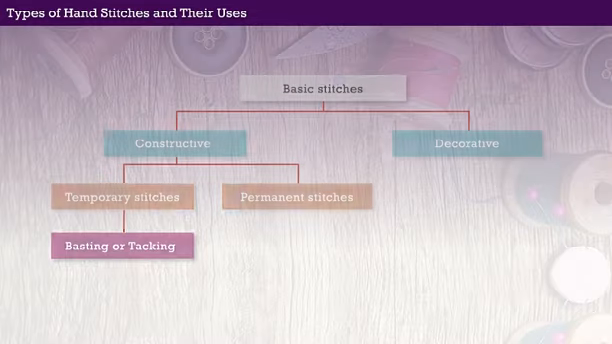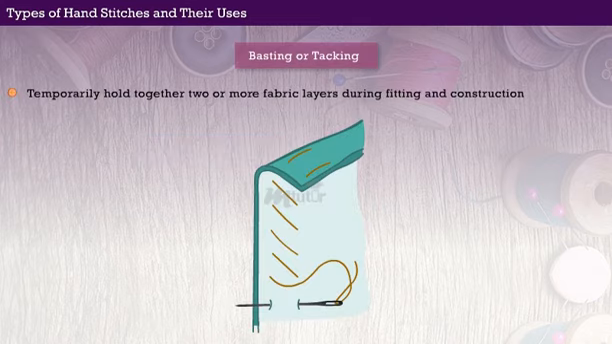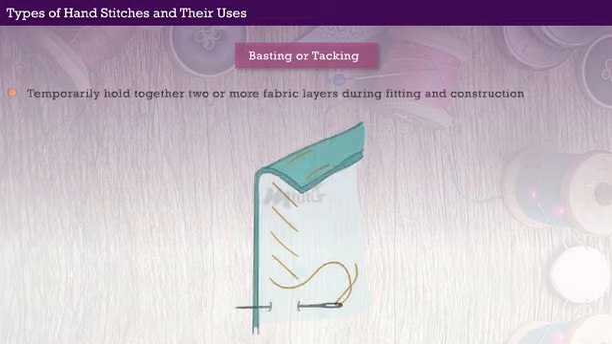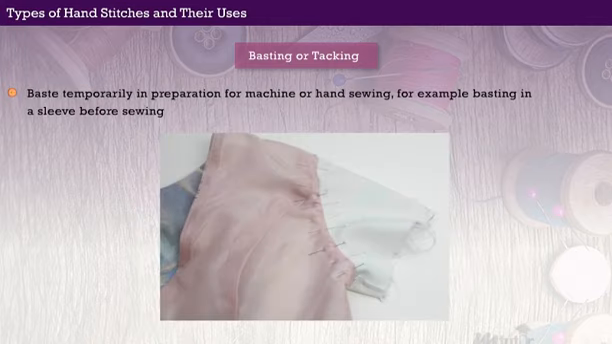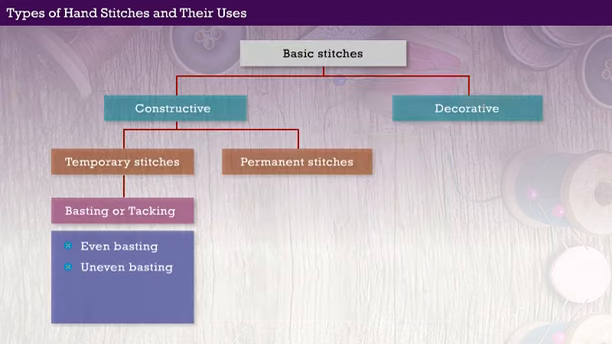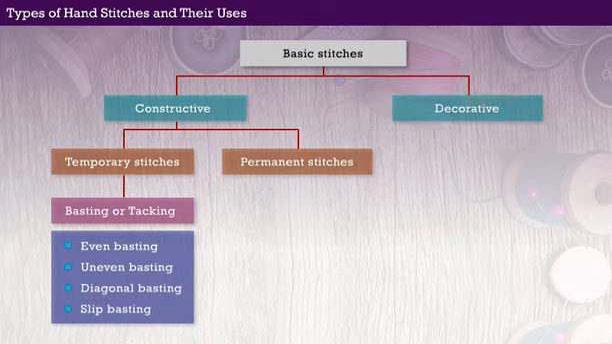Hand basting, or tacking, is used to temporarily hold together two or more fabric layers during fitting and construction. It secures fabric layers that won't be subjected to stress. Baste temporarily in preparation for machine or hand sewing, for example, basting in a sleeve before sewing. Basting can be even, uneven, diagonal, and slip.